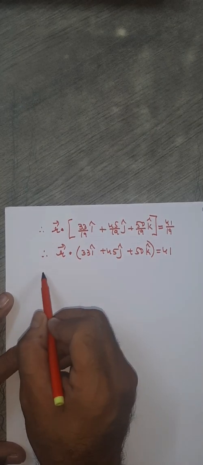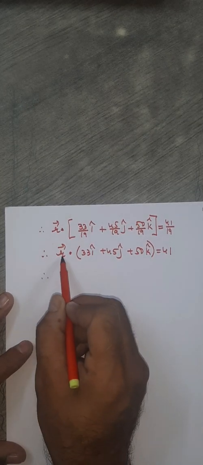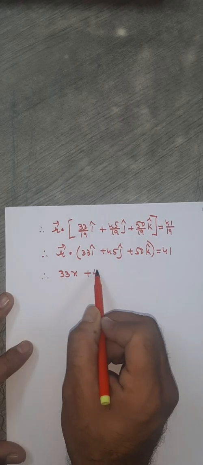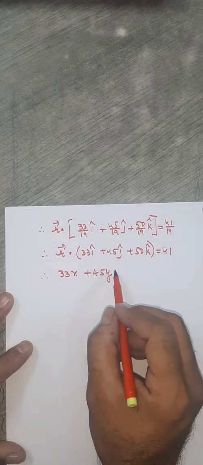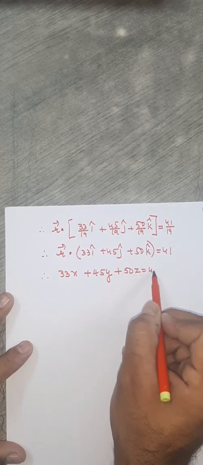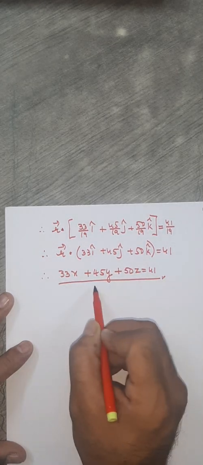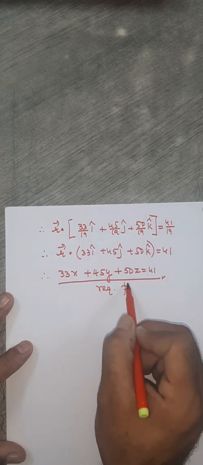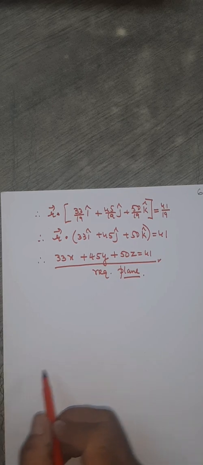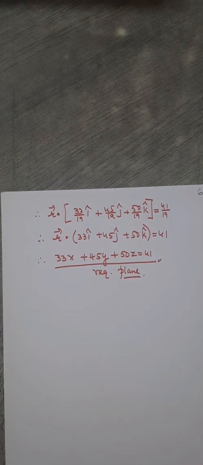If you want, you can write it in Cartesian form. So you can write x, y, z. So you have 33x plus 45y plus 50z equals 41. This is the required plane that passes through the intersection of the given two planes and is perpendicular to one more plane.